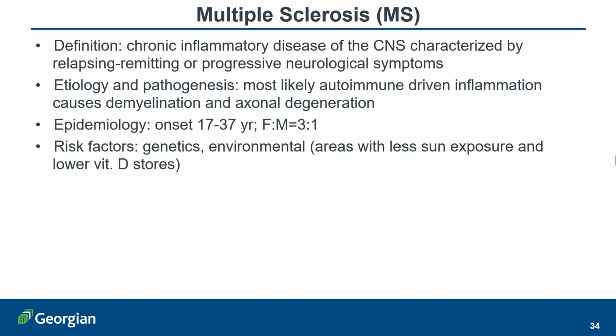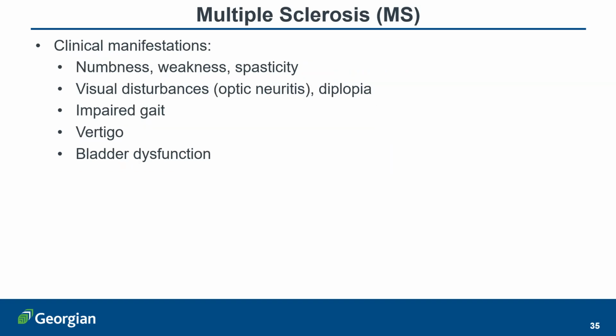Interestingly, areas with less sun exposure and lower vitamin D stores, that would be individuals living at high latitudes, have a higher incidence of multiple sclerosis. As for the clinical manifestations of multiple sclerosis, they are quite varied, but include numbness, weakness, and spasticity of the muscles as well as the sensory nerves. Visual disturbances are actually one of the hallmark clinical manifestations, or at least the early clinical manifestations of multiple sclerosis, and that's due to optic neuritis, and that in turn can result in diplopia or double vision.